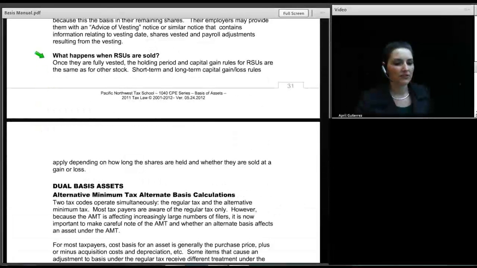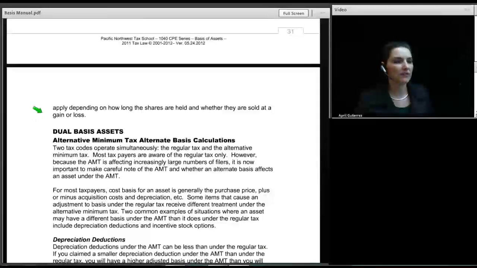So what happens to RSUs when they are sold? Once they are fully vested, the holding period and capital gain rules for RSUs are the same as for any other kind of stock. Short-term and long-term capital gain rules apply, and they depend on whether you held the stock long-term or short-term.